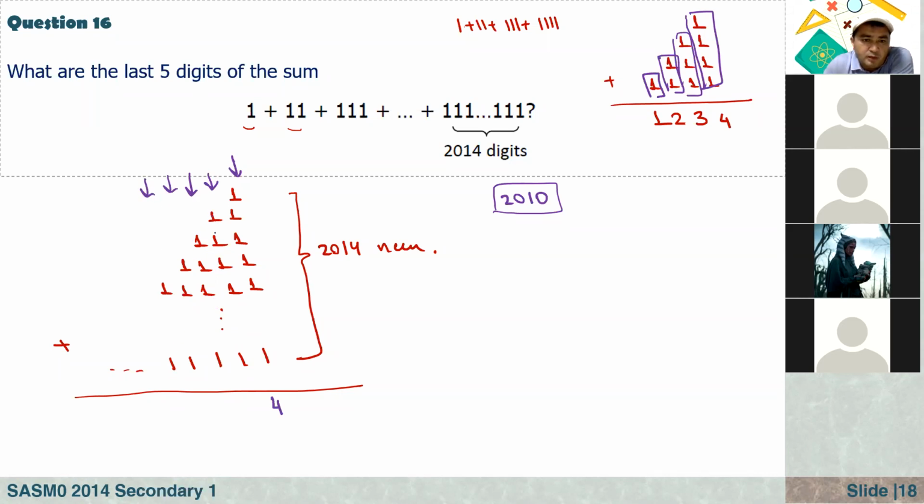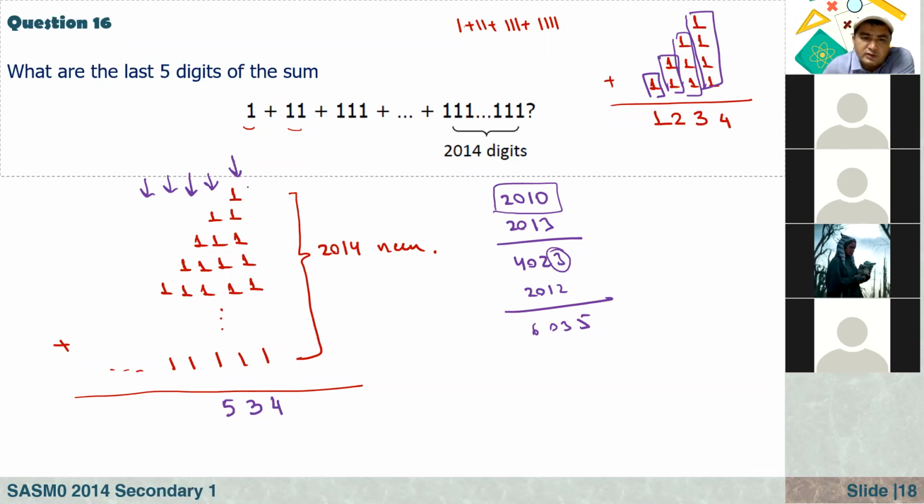So now here we have 1 plus 1 plus 1. How many? 2013. So here we have 2013. If you add this, 4023. The last digit is 3. So here it is 3. And in the previous one, the third column, we have 2012. Again, if you add 2012 here, it is 3 plus 2. It is 5. Here it is 5.